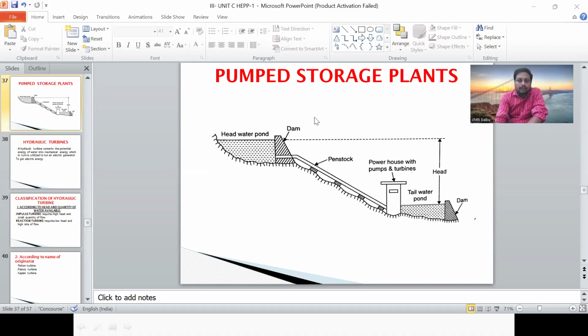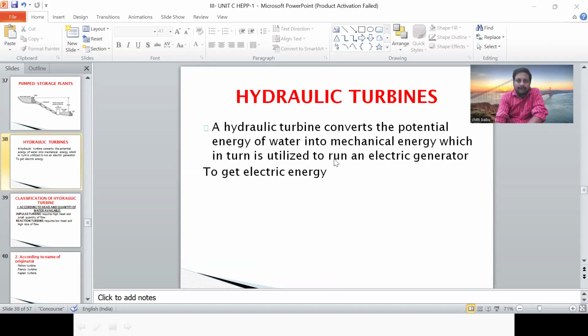Good morning, friends. So today we are going to discuss the hydroelectric power plant. In the hydroelectric power plant, we are going to learn about the hydraulic turbines. We are going to discuss the classification of hydraulic turbines, and we are going to see the Pelton wheel turbine, Francis turbine, and Kaplan turbine.